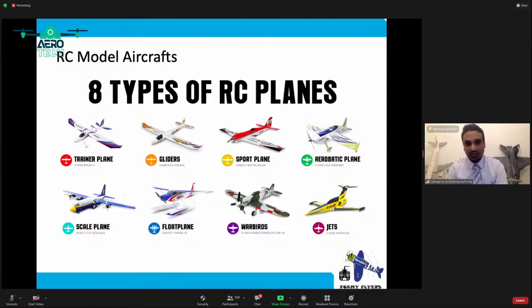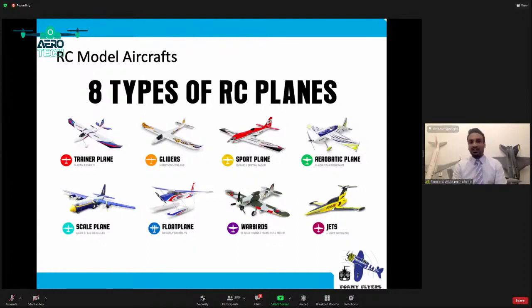And then moving on to scaled planes, these are basically the real aircraft but scaled down. So somebody who is willing to build this particular aircraft can even download the real aircraft sizes, like a blueprint of the particular aircraft, and then scale it down to whatever size they want, and then build the aircraft.